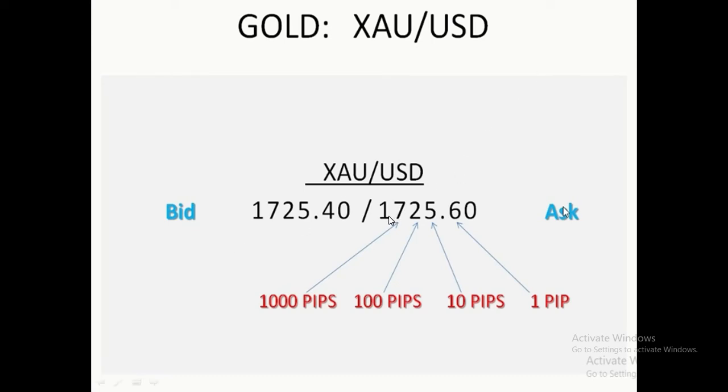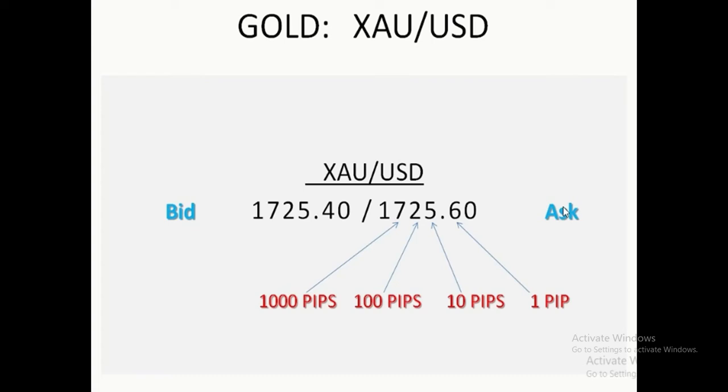So look at our ask price, 1725.60. The easiest method I use to explain to my students is just count 1 to 5 from left to right. From the first figure, count 1 to 5. Then the fifth one will be in unit. That's 1 pip.